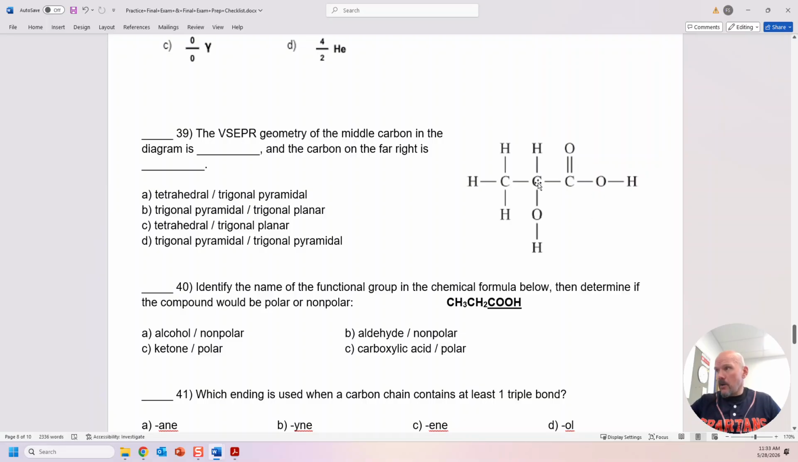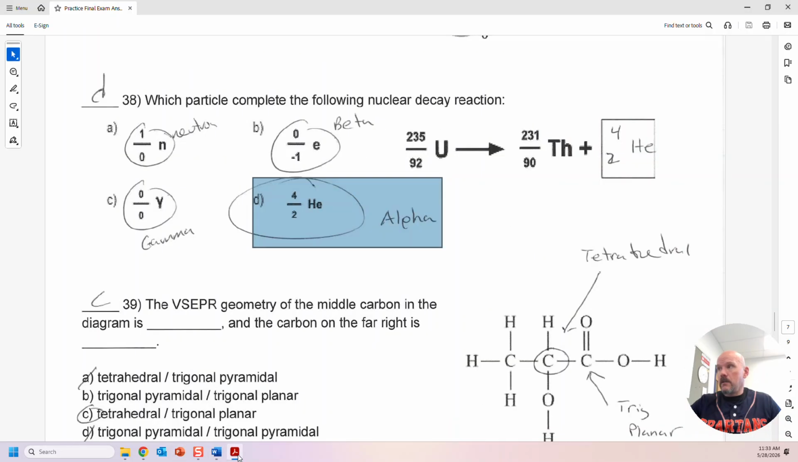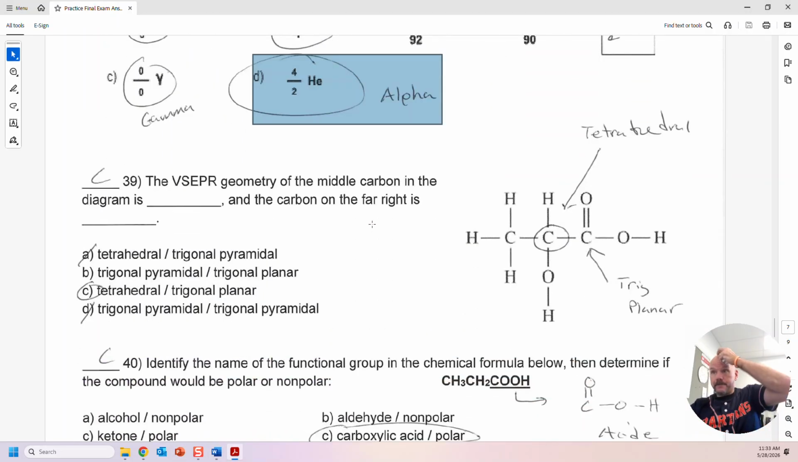But for this one, this carbon is tetrahedral and this one's trigonal planar. So be careful. It's trigonal planar, not trigonal pyramidal. So the first one's tetrahedral, the middle one there, and the second one, the far one there, is trigonal planar. Okay.